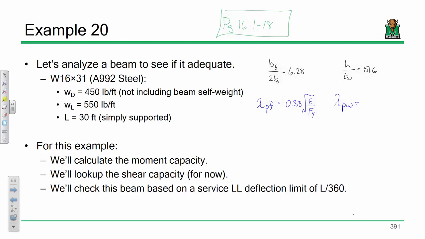For local buckling, remember what local buckling is. It's the flanges and the webs buckling before the whole thing does, right? So we have lambda PF for the flange buckling and lambda PW for the web buckling. And what's that? Well, no, that's the same. That's for the flange. There we go. 3.76.